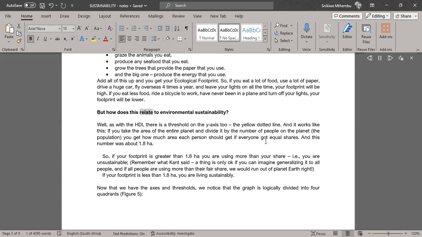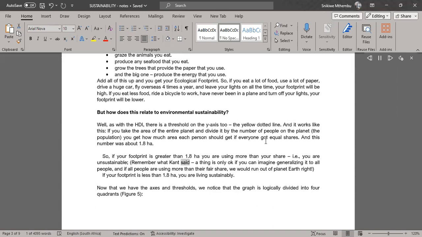But how does this relate to environmental sustainability? Well, as with the HDI, there is a threshold on the y-axis too, the yellow dotted line. And it works like this: if you take the area of the entire planet and divide it by the number of people on the planet, the population, you get how much area each person should get if everyone got equal shares. And this number was about 1.8 ha. So, if your footprint is greater than 1.8 ha, you are using more than your share, i.e., you are unsustainable.